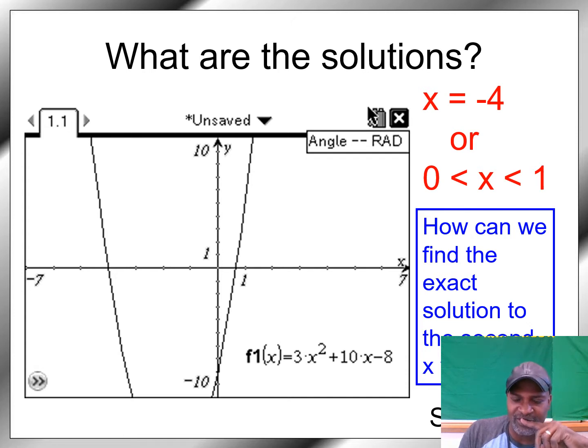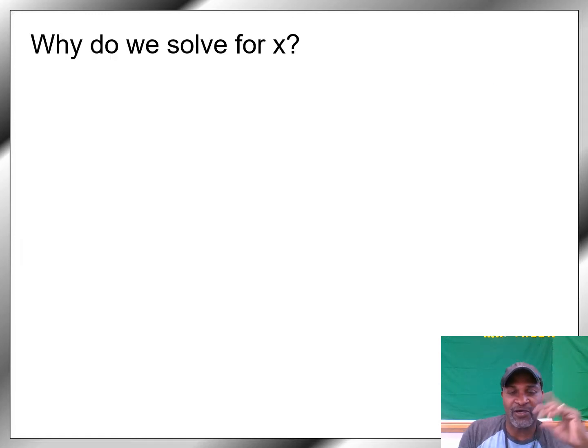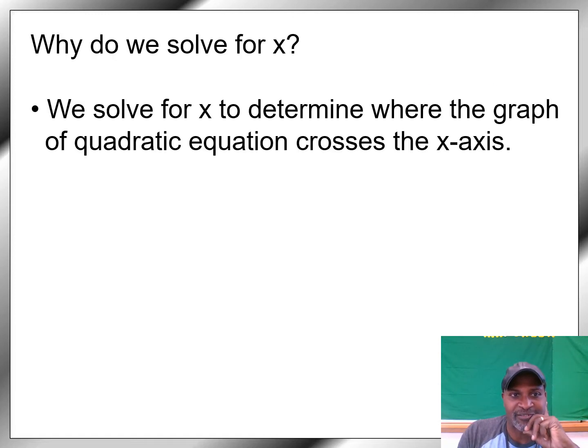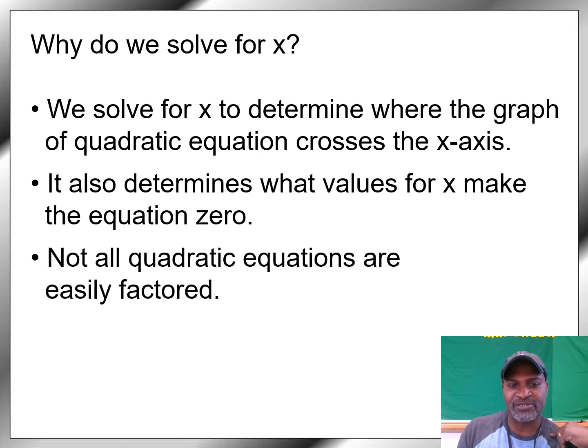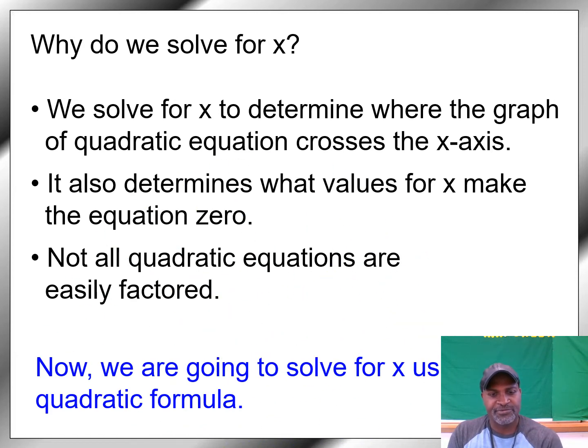This is when we need to solve an equation. Solve for x. So how do we solve for x? Well, why do we solve for x? We solve for x to determine where the graph of quadratic equations crosses the x-axis. And it also determines what values of x make the equation 0. That's why we call them zeros. Because you can't factor all quadratic equations, or at least not easily, we're going to use the quadratic formula to solve for x.